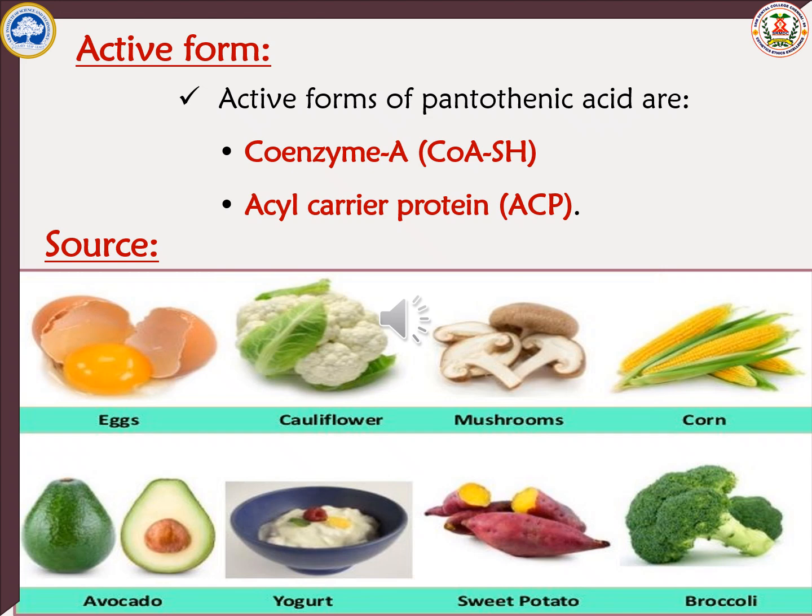And when you come to the sources of pantothenic acid, there are various plants and animals which are rich in pantothenic acid. Some of the sources include eggs, cauliflower, mushroom, corn, avocado, yogurt, sweet potato, broccoli.